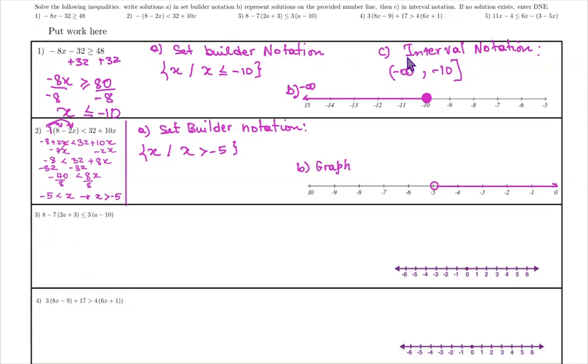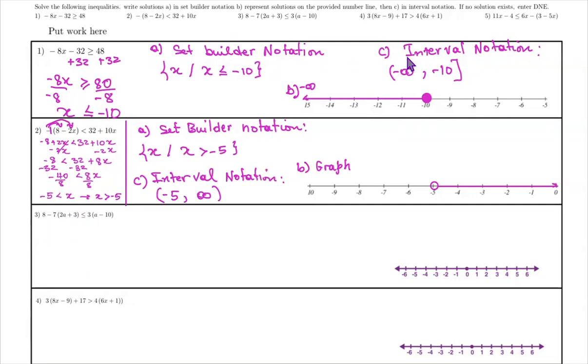And then the interval notation in C, interval notation, is -5 with the parentheses because -5 is not included, to positive infinity.